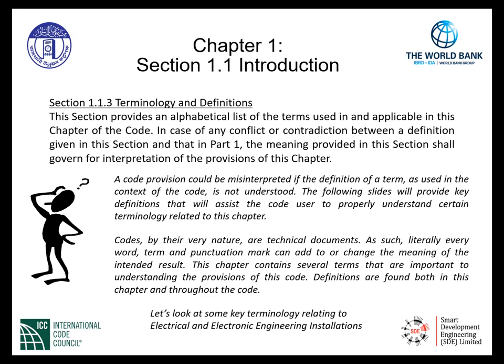Section 1.1.3, Terminology and definitions. This section provides an alphabetical list of the terms used in and applicable in this chapter of the code. In case of any conflict or contradiction between a definition given in this section and that in Part 1, the meaning provided in this section shall govern for interpretation of the provisions of this chapter.